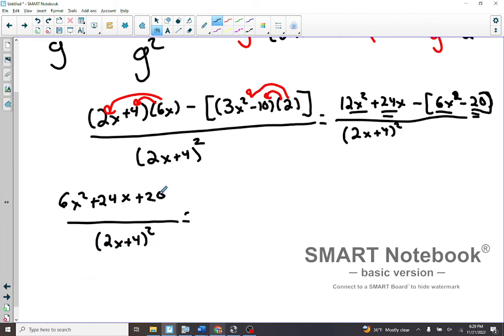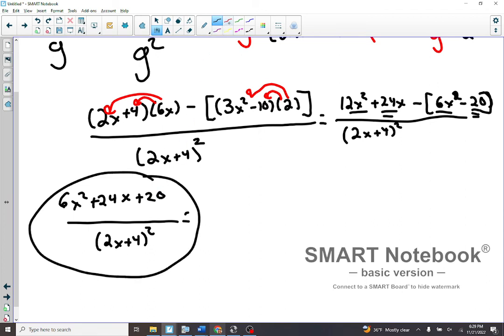Now, from here, I'm going to tell you you're done with your work. You could technically simplify further, where you take out a 2 on the top, you take out a 2 on the bottom, and simplify more. But I'm not going to make you do something like that. We're going to stop right here, okay?